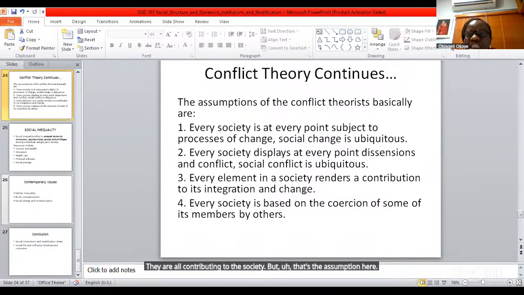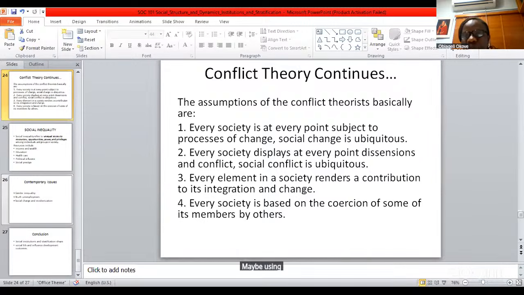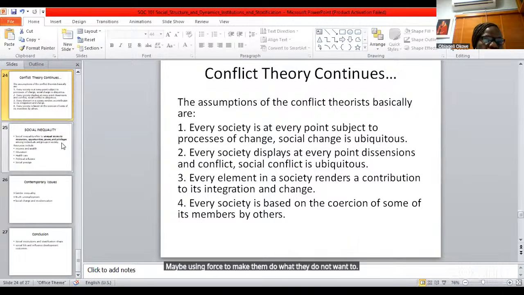Every society is based on the coercion of some of its members by others. So this also happens in every society. There is no society where you will not find some members coercing others, maybe using force to make them do what they do not want to do.